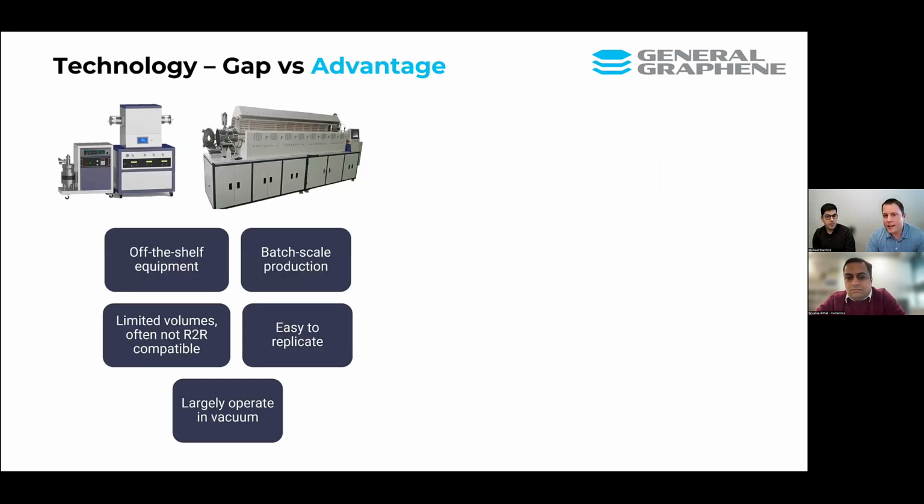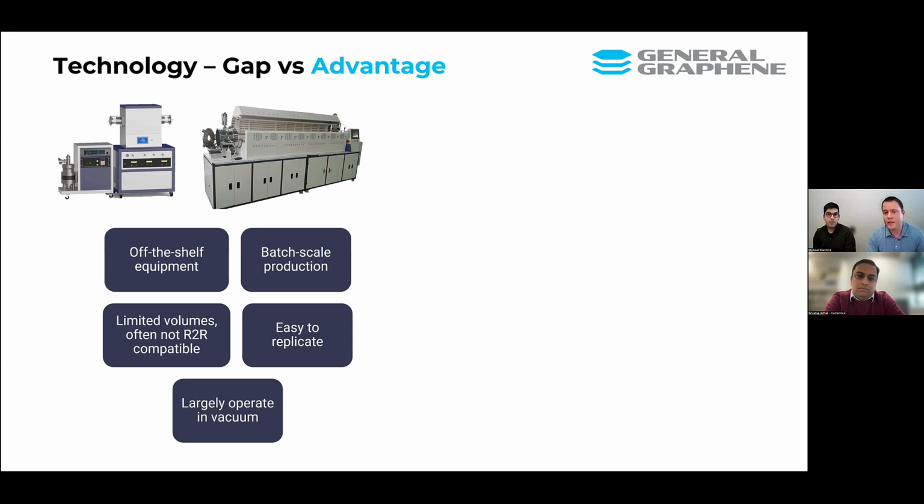So first, I want to highlight some of the differences between our technology and some advantages that we have. Many people here, if you're familiar with CVD graphene, will be familiar with this equipment. These are CVD tube furnaces, and these certainly have their place in the field. These are off-the-shelf equipment, generally good for batch scale production. In general, you're going to have limited volume, and it's often not roll-to-roll compatible. These types of systems are easy to come by and easy to replicate, and they largely operate under vacuum.